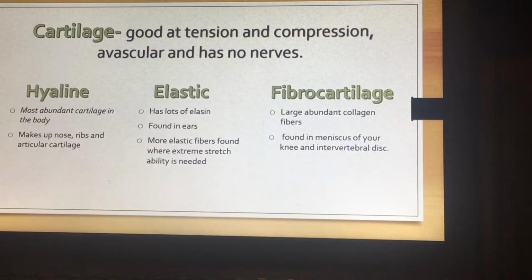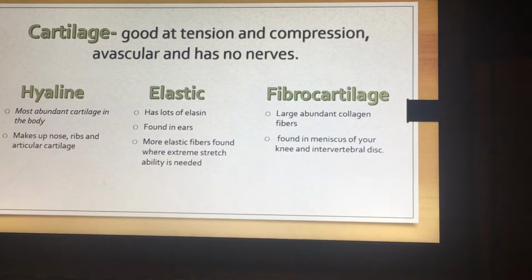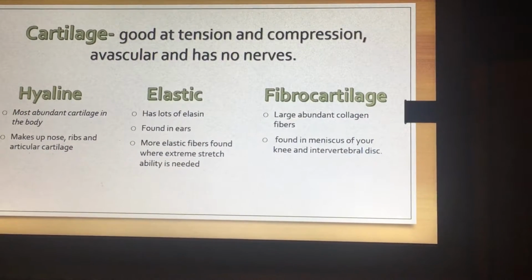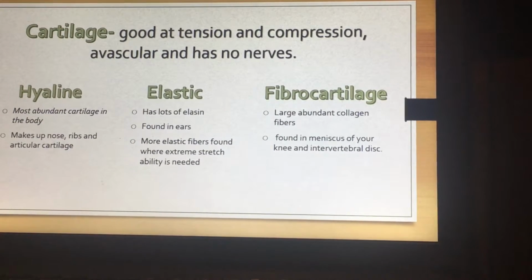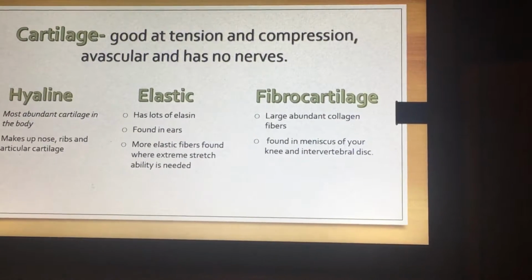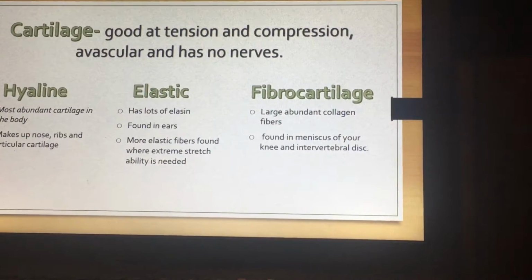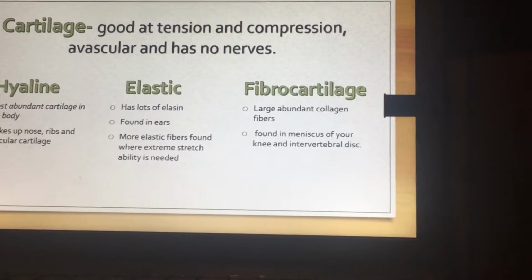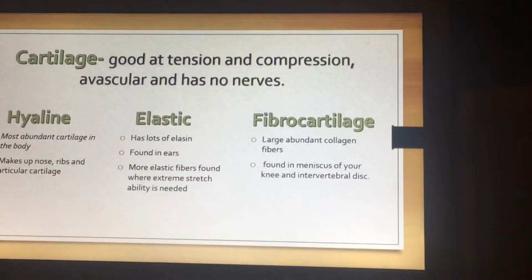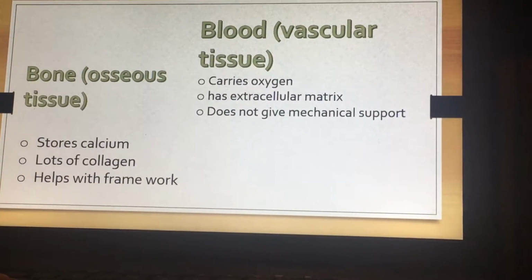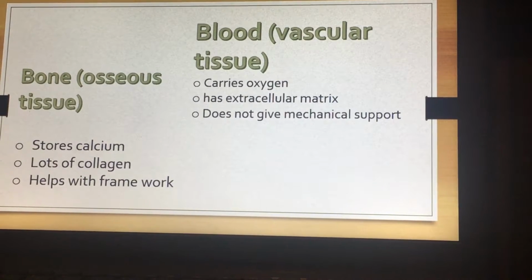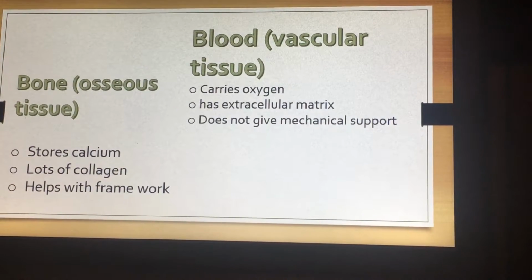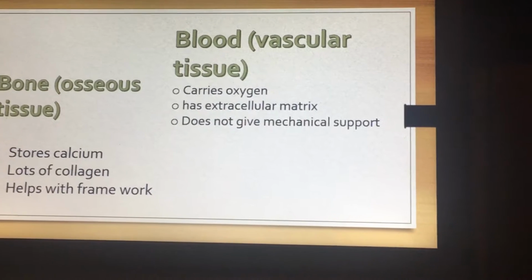Cartilage is good at tension and compression, has hyaline, elastic, and fibrocartilage. Hyaline is most abundant in the body. Elastic is found in your ears, has a lot of elastin, and fibrocartilage has a large abundance of collagen, found in the meniscus of your knee. Bone and blood tissue. Bone tissue stores calcium, while blood carries oxygen and has an extracellular matrix.